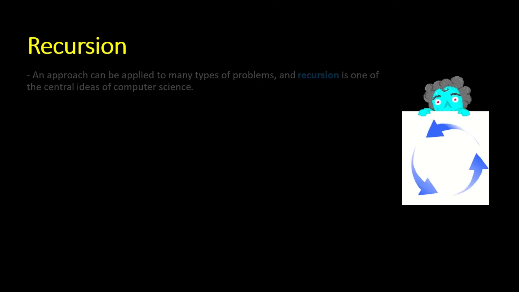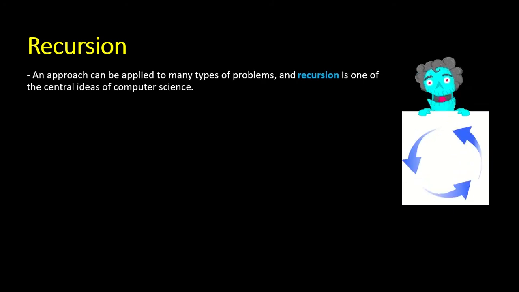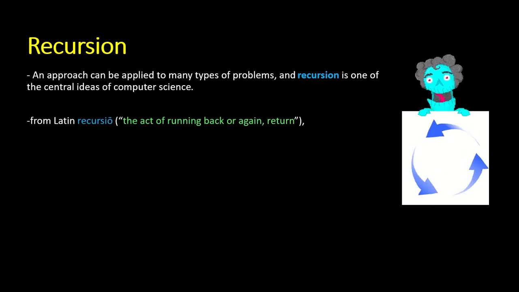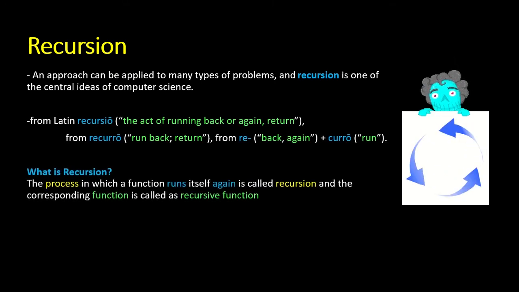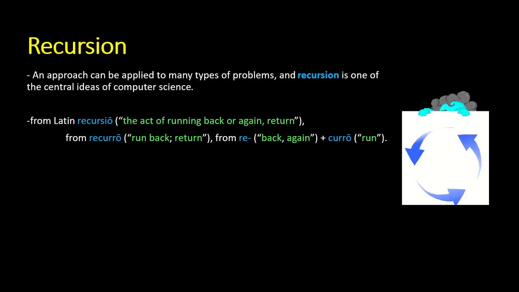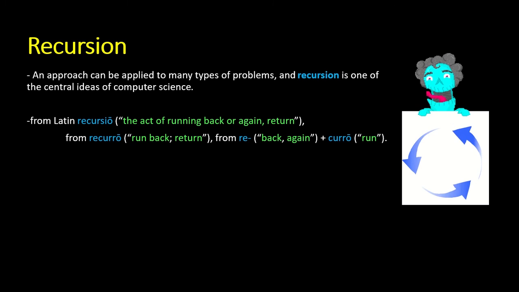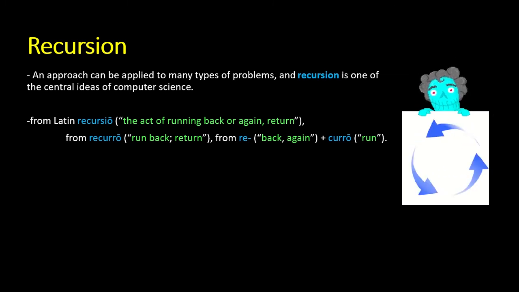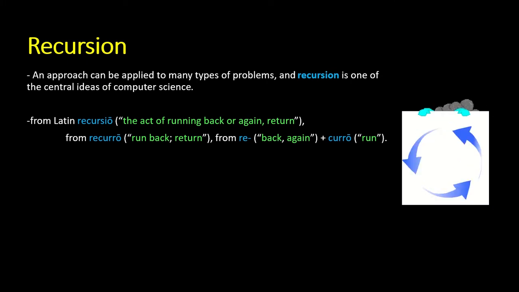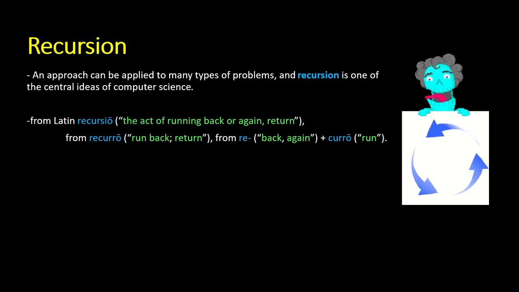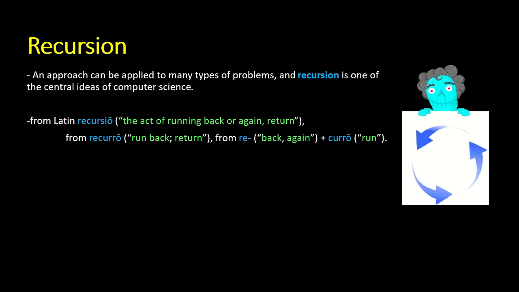Alright, so recursion. It is an approach that can be applied to many types of problems, and recursion is one of the central ideas of computer science. So a little background on recursion. Its etymology is from the Latin word recursio, which means the act of running back or again, or return. It is also derived from the word recurro, which means run back or return. Recurro has the prefix re, which means back or again, and curro, which means to run.